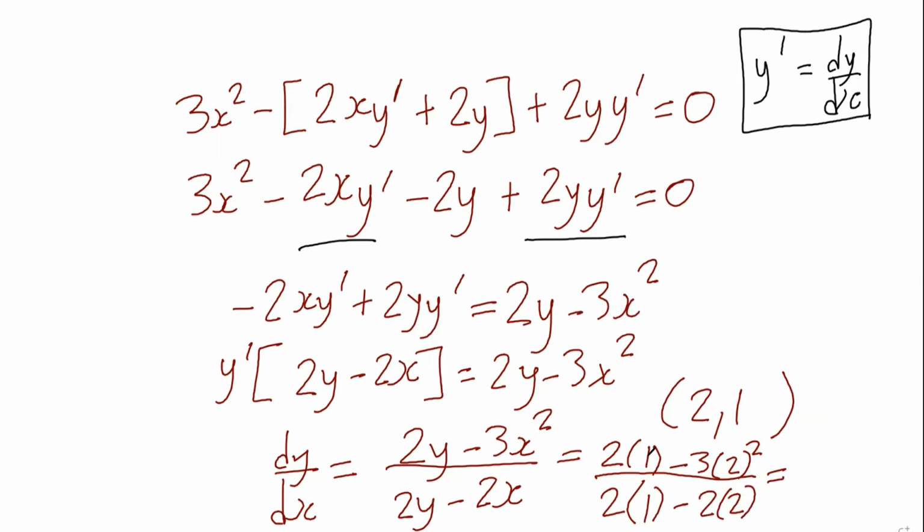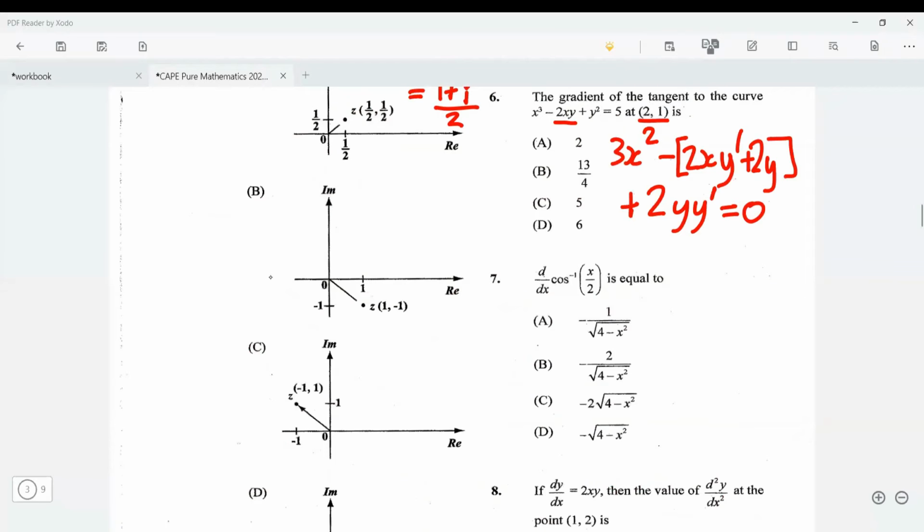In the numerator, 2 times 1 is 2 minus 3 times 2 squared, which is 4. 4 times 3 is 12, so this is 2 minus 12 over 2 minus 4. 2 minus 4 is negative 2. So 2 minus 12 is negative 10. Negative 10 over negative 2 is 5. So the gradient we're getting is 5. Here it is, option C. All of that work for 5, so nice.